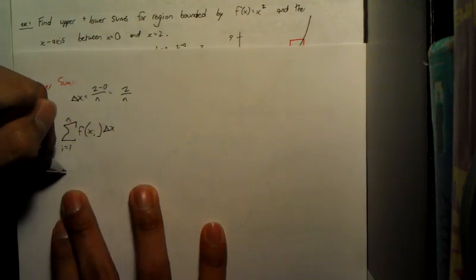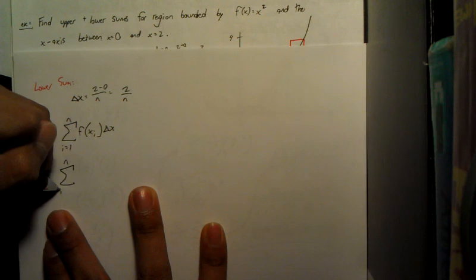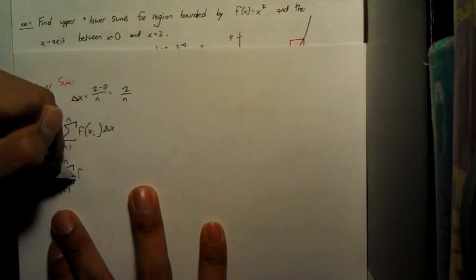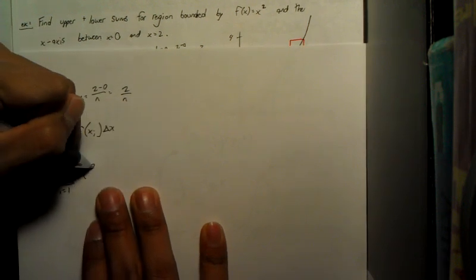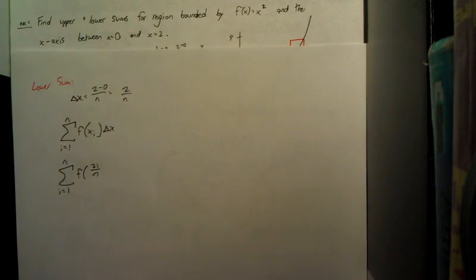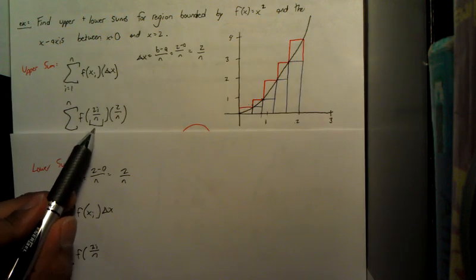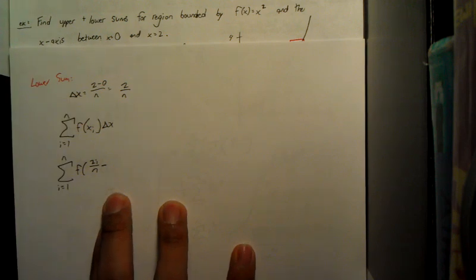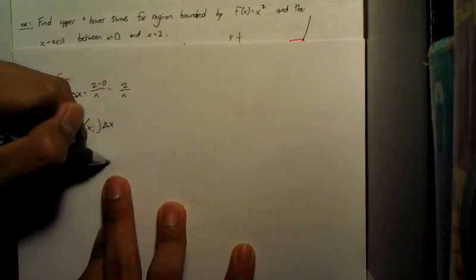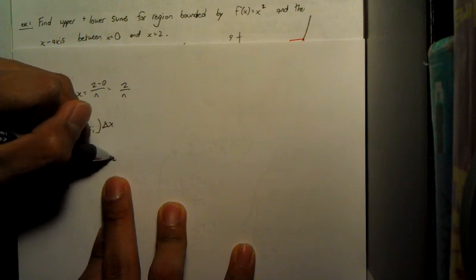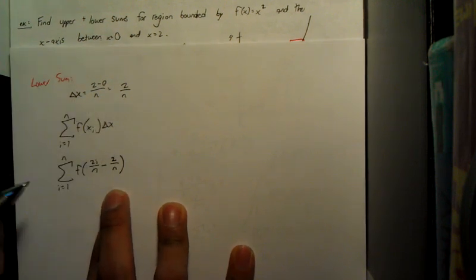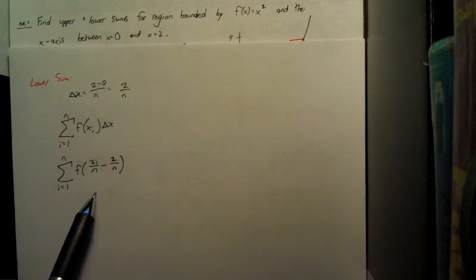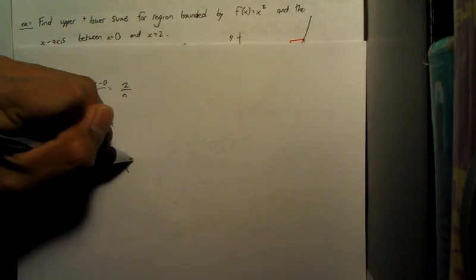It's actually going to be f of 2i over n, the same thing as with the upper sum. However, we're going to have to subtract 2 over n, just a single factor of the change in x, so that we can get the height that we need it to be at.